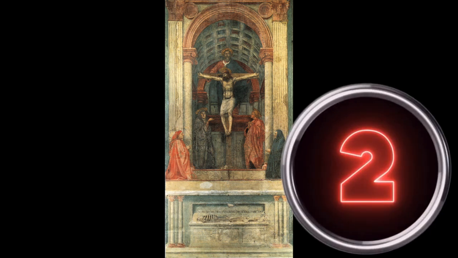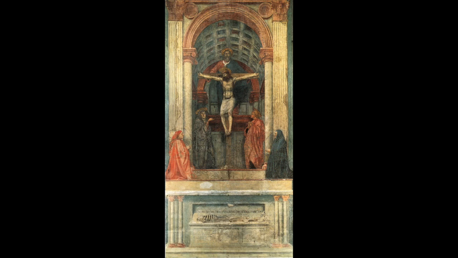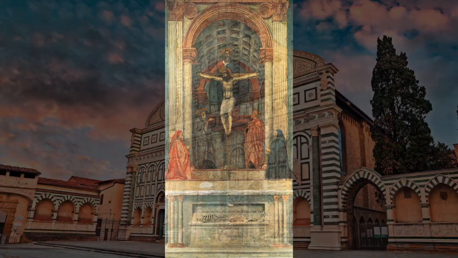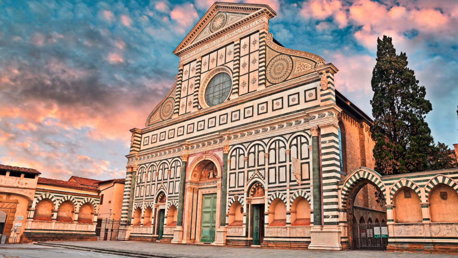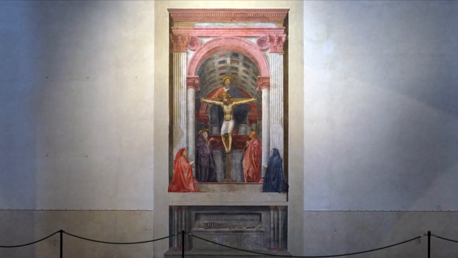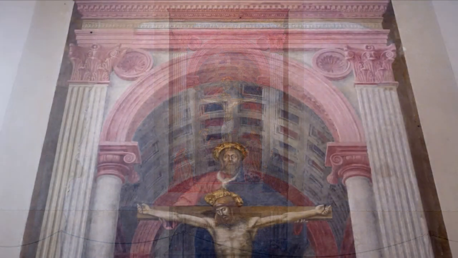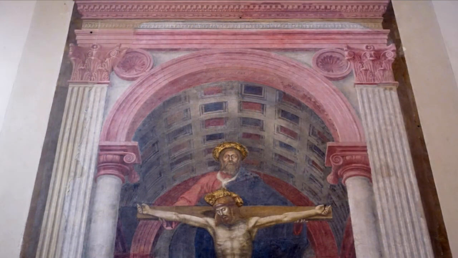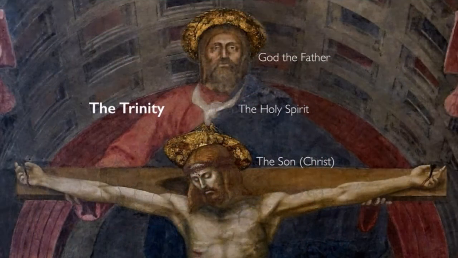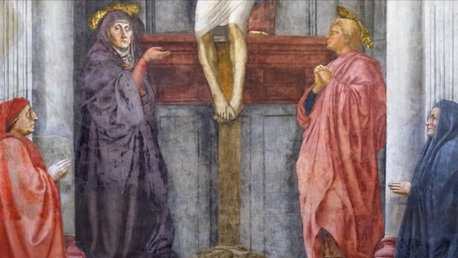Masaccio created Holy Trinity somewhere between 1225 and 1228 at the Santa Maria Novella in Florence, Italy. This fresco was one of his last before he passed away at the age of 27. This is very much a showcase of the execution of Jesus, but it also features the Trinity of the Father, the Son, the Holy Spirit, as well as Mary and Saint John.